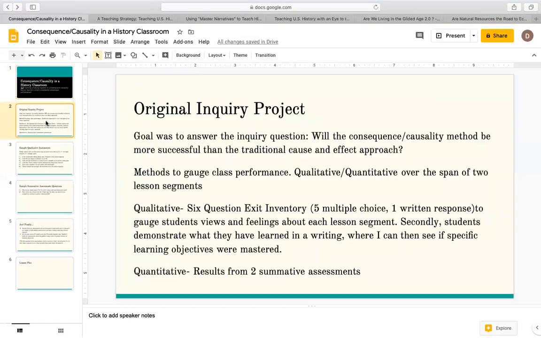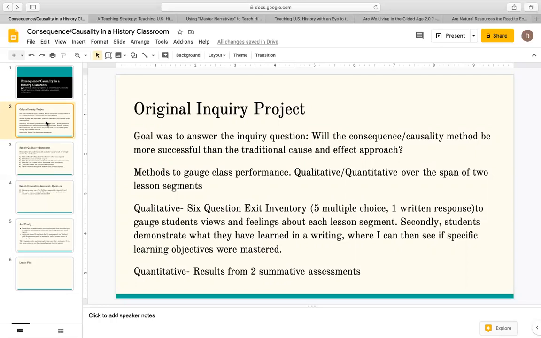So the project would have taken place over a span of two lesson segments, and I would have been able to compare metrics from both segments that would have yielded telling results, I would have hoped anyways. So this is the original inquiry project, and the goal was to answer the inquiry question. Will the consequence causality method be more successful than the traditional cause and effect approach? Methods to gauge class performance would have been qualitative and quantitative over the span of two lesson segments.